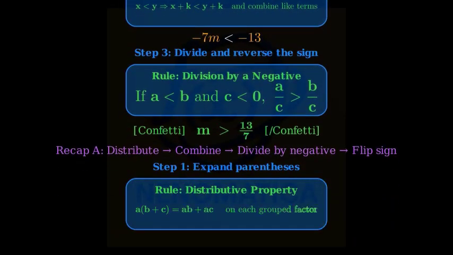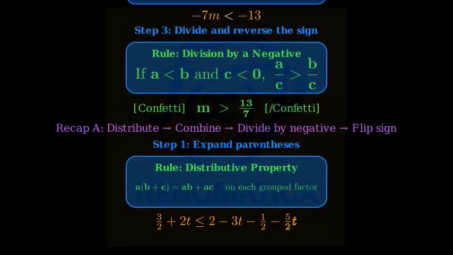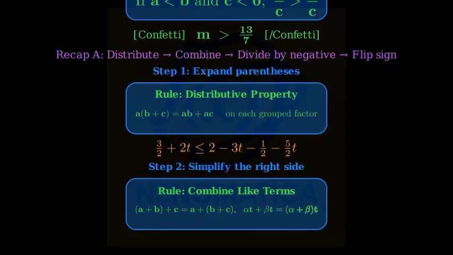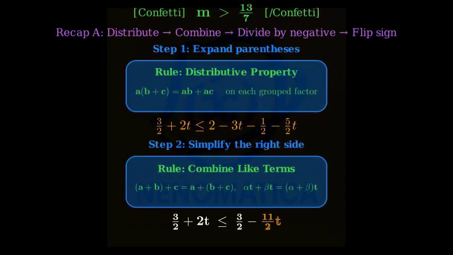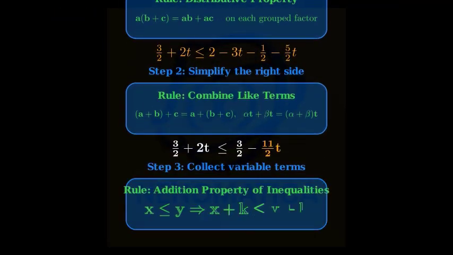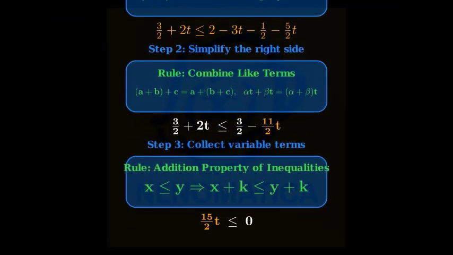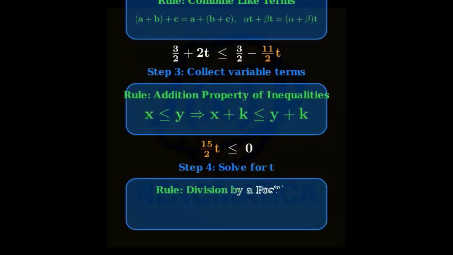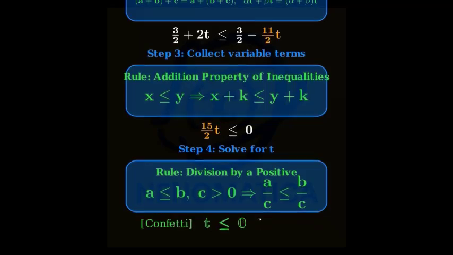Distribute on every group term exactly as shown in the source. Step 2. Combine constants to 3/2 and combine the t terms to -11 over 2t. Step 3. Move the t terms to one side and constants to the other, following the exact next line in the source. Step 4. Divide by 15 over 2, which is positive, so the inequality direction stays the same.